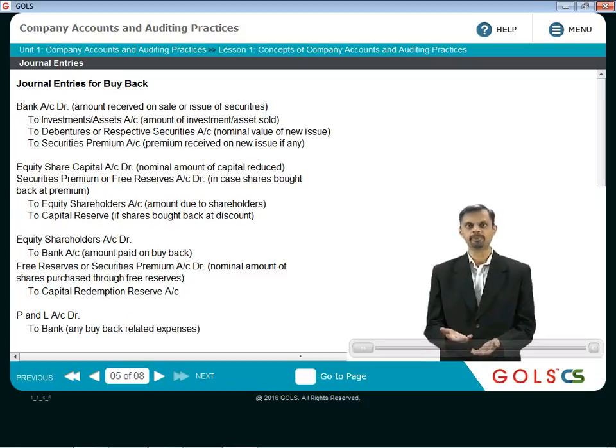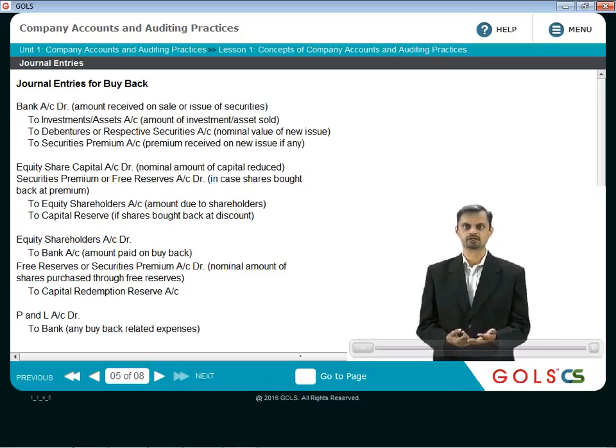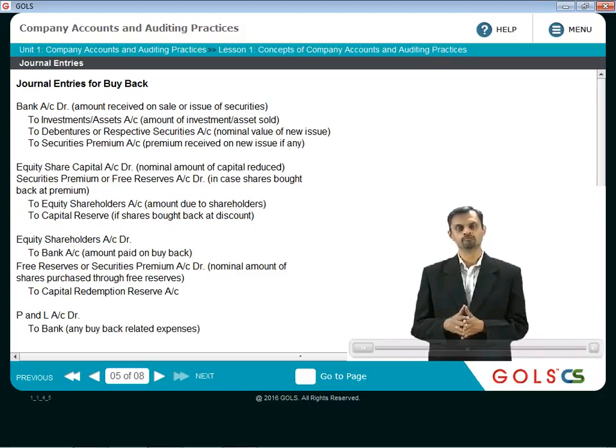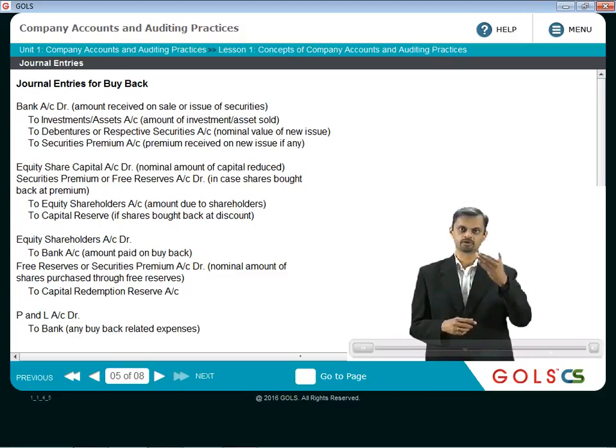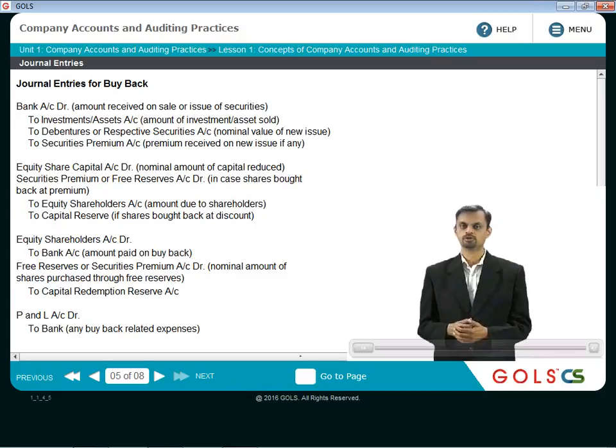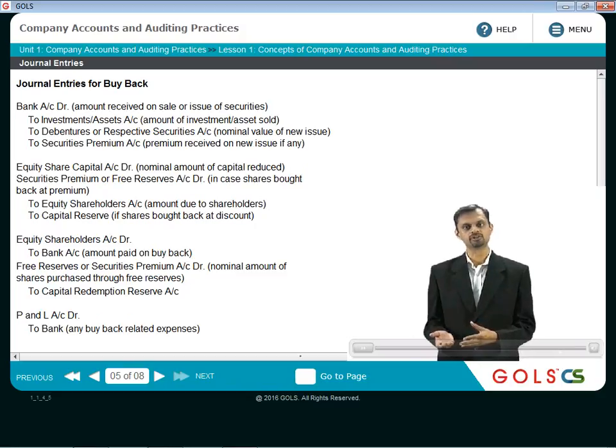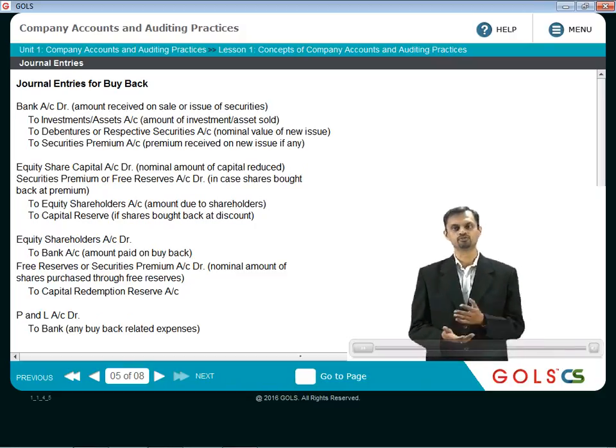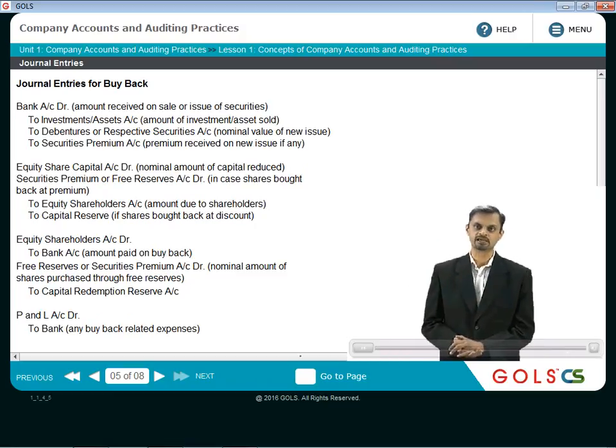Now the money will be actually paid to the equity shareholders. So equity shareholders account debit to bank account, simple entry. Then we said in buyback, whatever nominal value of the shares bought back is done from the free reserves or the securities premium, that much nominal value will be transferred to CRR. So for that the entry will be, to that extent your free reserves or securities premium balance is coming down. So that is why free reserves or securities premium account debit to capital redemption reserve account. This will be to the extent of the nominal value of shares purchased through free reserves including securities premium.